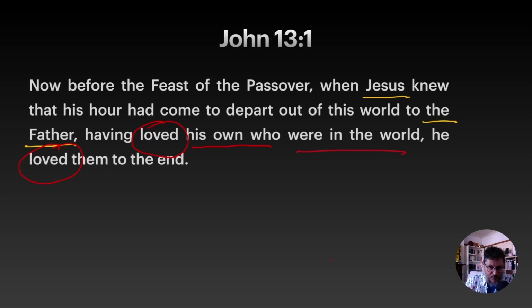One of the other important parts we can find are these words that are repeated, right? We've got these words, loved. There's my bad little heart here.